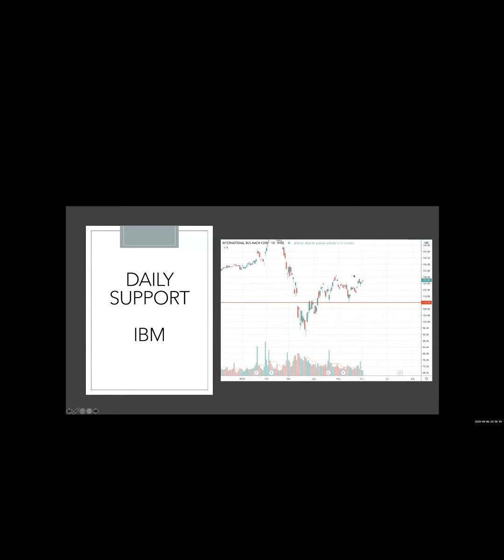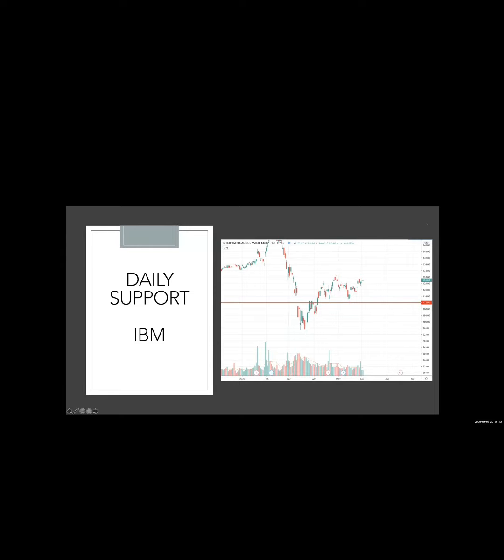Daily support for IBM. I mean, this is just very clear. It actually pin barred twice off of that 112. So these are very strong rejections of that 112 level. This is also called a double bottom. So if it breaks through that 112, then you could assume that the stock will go down. This is the daily support.